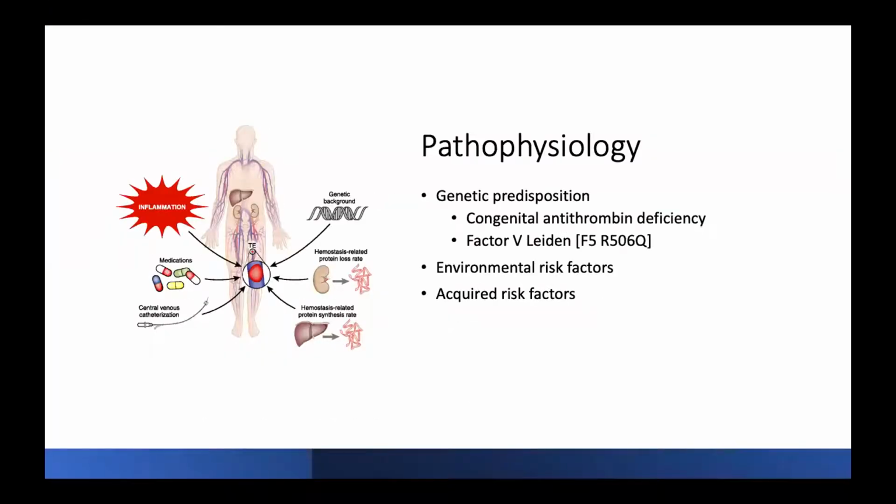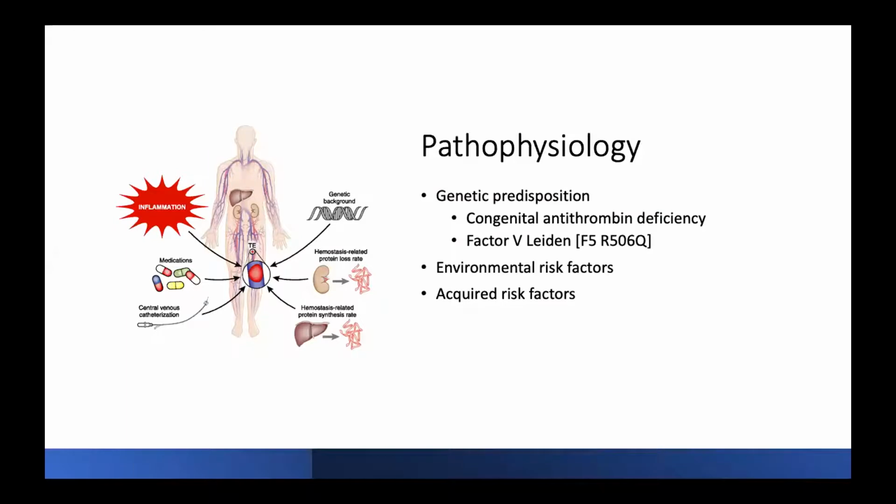So, coming to pathophysiology of these thromboembolic events in nephrotic syndrome, we mainly look at it from three perspectives. One, genetic predisposition, then environmental risk factors and acquired risk factors. Genetic predisposition can be congenital antithrombin deficiency or factor V Leiden mutation, and environmental risk factors are common, like in other cases where there is risk of deep vein thrombosis.